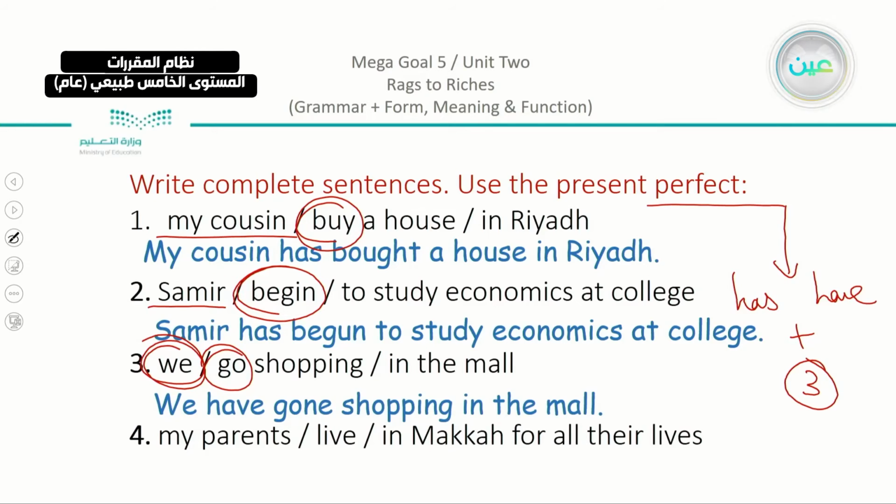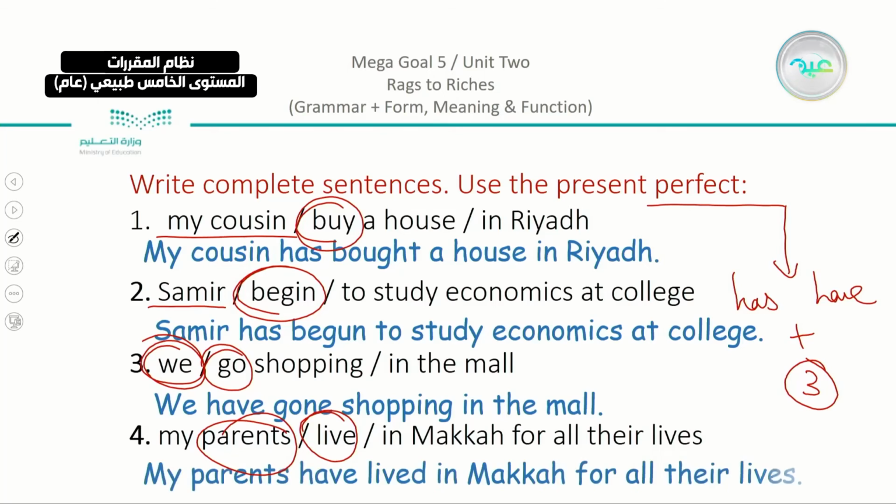Then we have my parents. Parents is plural. And we have here live is a regular verb. We're going to just add ed for the past participle. So my parents have lived in Mecca for all their lives. Yes.